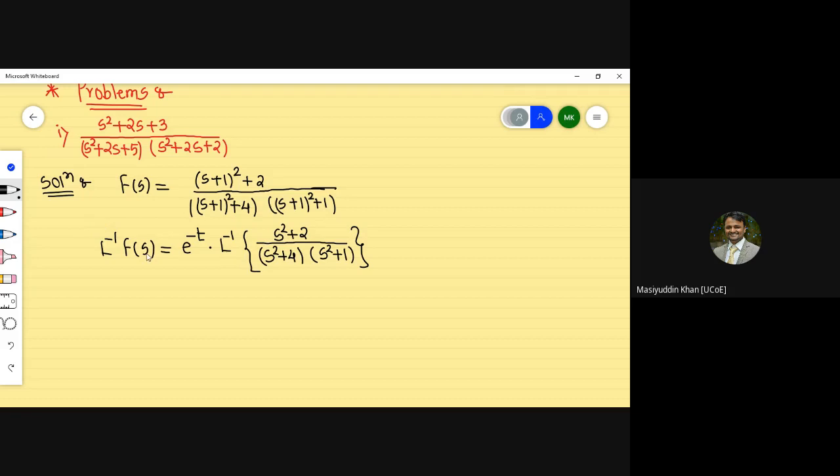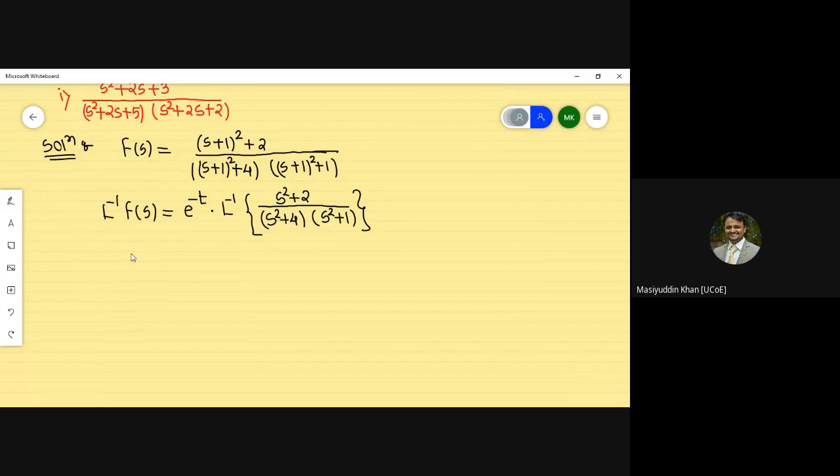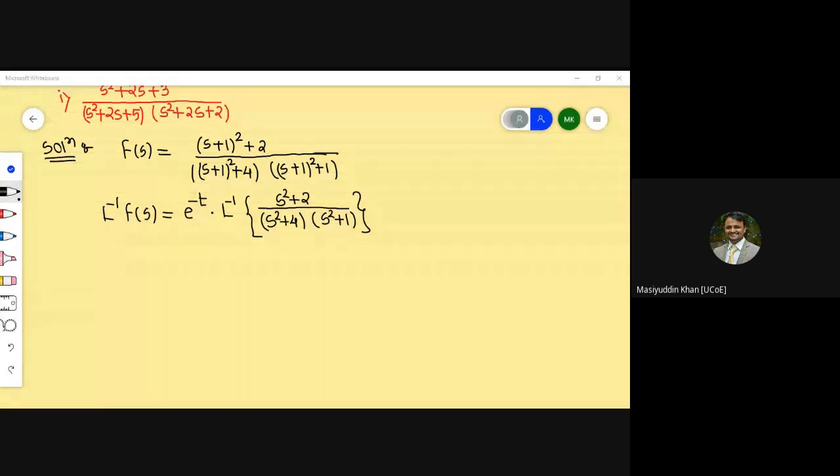So just see to it that we have to take the Laplace inverse. Hope everyone is clear with this part. e raised to minus t into Laplace inverse of s square plus 2, s square plus 4, s square plus 1. If anyone still has doubts regarding this, please ask. Okay. So now this is my equation number 1.